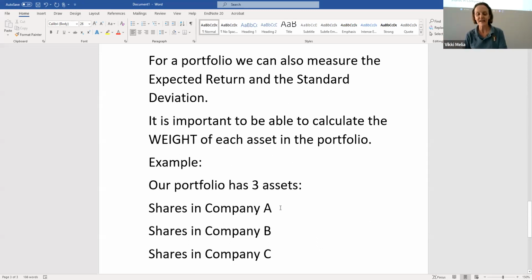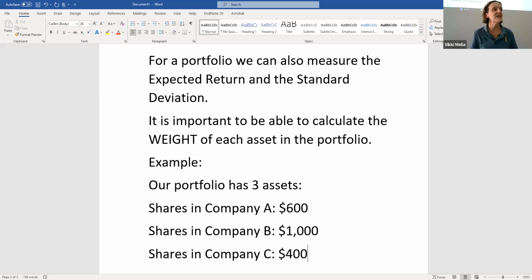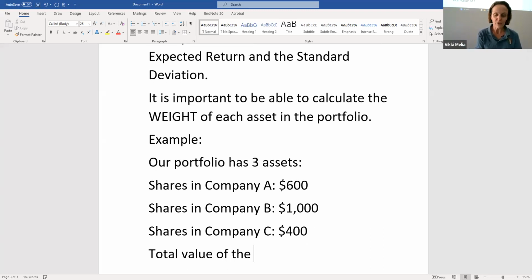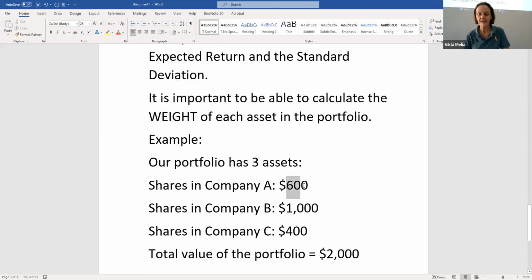So we've got 3 assets in our portfolio, and I'll tell you how much money we have invested in each asset. So let's say we've got $600 invested in shares in company A, $1,000 invested in shares in company B, and $400 invested in shares in company C. We need to determine the weight of each asset in the portfolio. What's the total value of the portfolio? $2,000. If we add them all together, the total value of all of these assets adds up to $2,000.